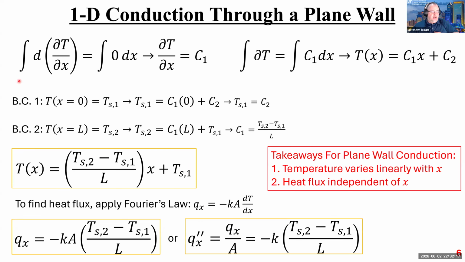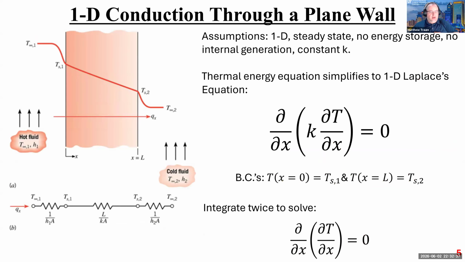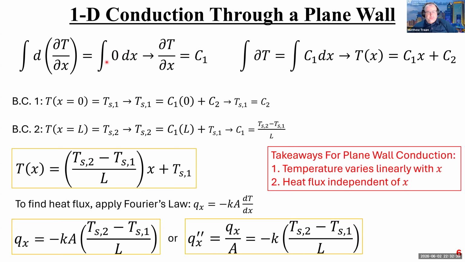So here's my first integration. The integral of d/dx of dT/dx dx is equal to the integral of 0 dx. And when I do this integration, what pops out is dT/dx, and that just equals a constant, a constant of integration that comes out of this. I'm basically taking the integral of 0, so I get a constant. So that's where my first constant comes from.